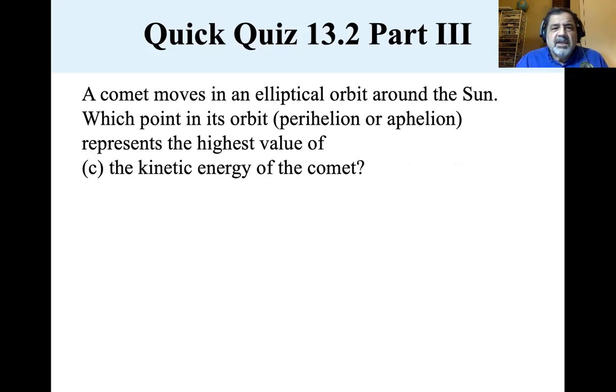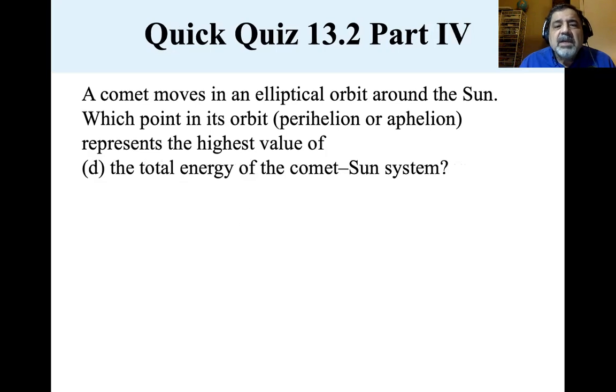Now let's look at this one. A comet moves in an elliptical orbit around the sun. Which point in its orbit, perihelion or aphelion, represents the highest value of the kinetic energy of the comet? I thought we already did that one. The kinetic energy is highest at the perihelion. Did I go backwards?